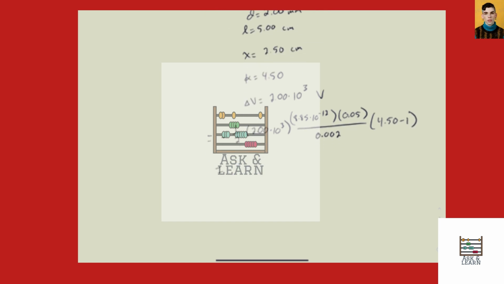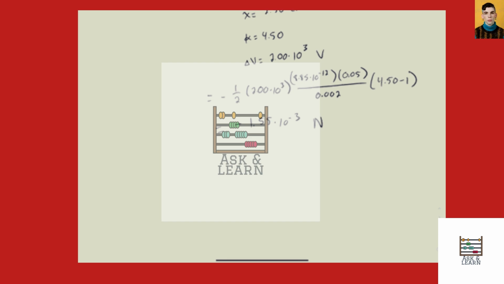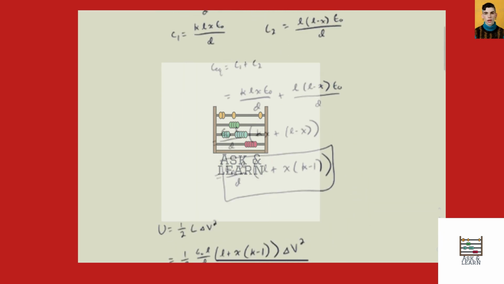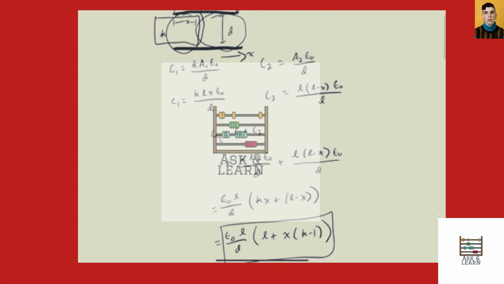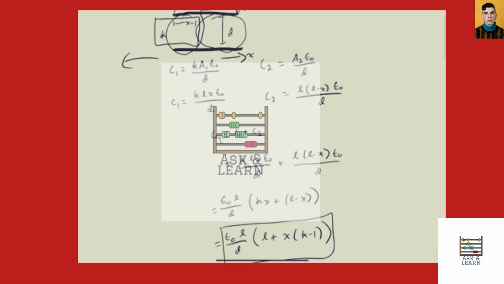And this comes out to minus 1.55 times 10 to the minus 3 newtons. And the minus signifies it's in the minus x direction. So minus 1.55 times 10 to the minus 3 newtons, that's the force.